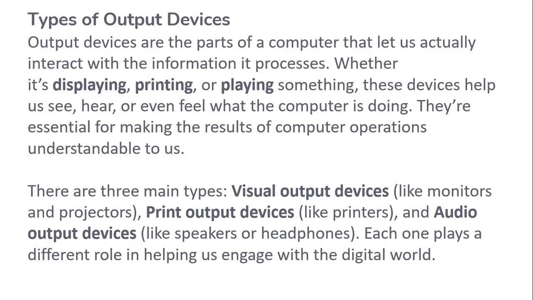So, what are some of the types of outputs, in conclusion, that we're going to be looking at? Output devices are the part of a computer that lets us actually interact with the information that was processed. As you could see, it displays, it prints, it makes us listen to music and songs. There are visual outputs, audio outputs, and print outputs like printers, headphones, and so on. So these are the different types of outputs that we could categorize into three main types: visual outputs, printer outputs, and audio outputs.